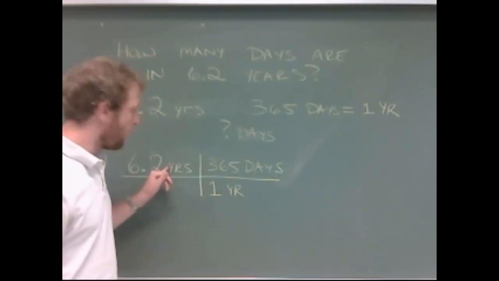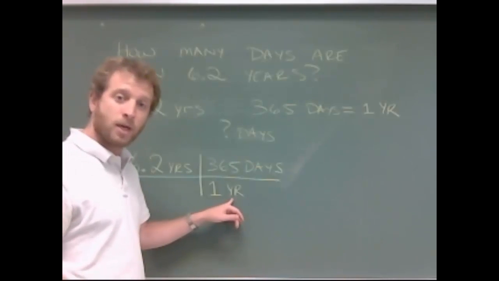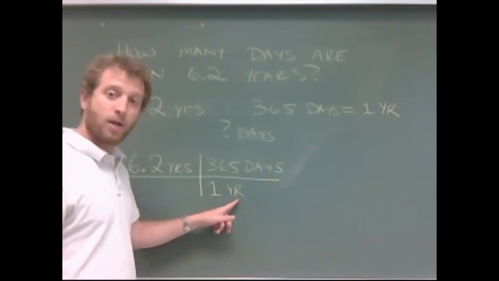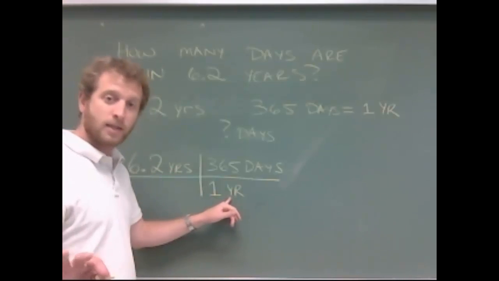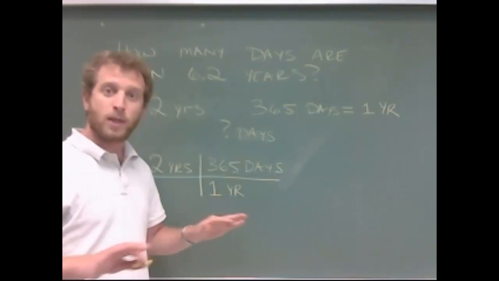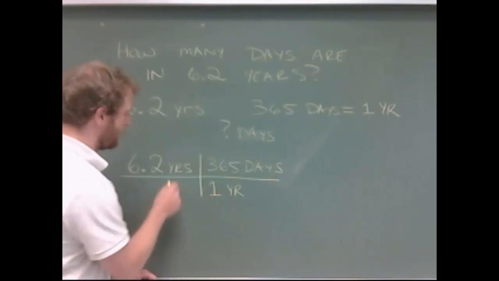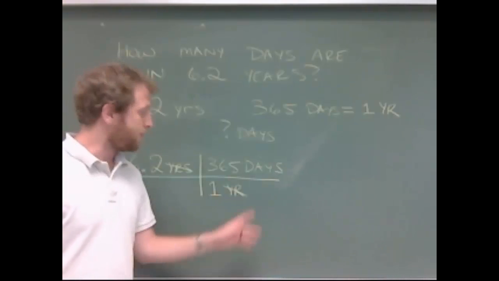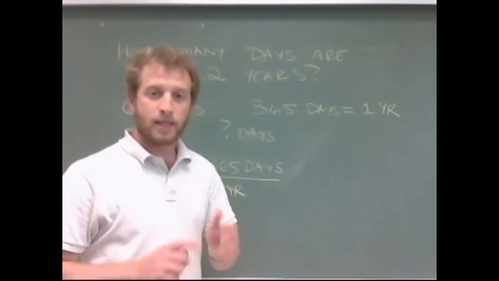Anytime you have a unit on the top and the same unit on the bottom, those units cancel each other out. If I had monkeys up here and monkeys down here, those would cancel out. Yards and yards, canceled out. Miles, miles, canceled out. Centimeters and centimeters, those would cancel out. So I'm always trying to cancel out my units. I can cancel years and years. What am I left with? Days. So I finished my second step, fill out the fence.